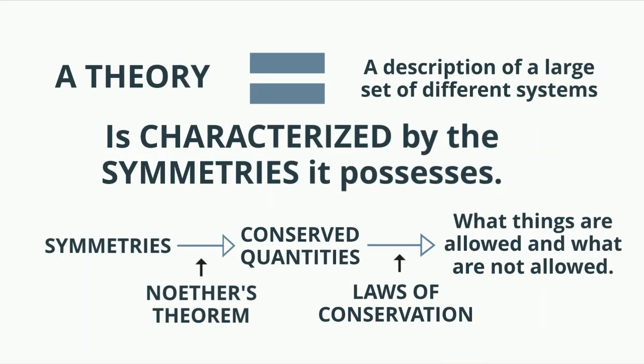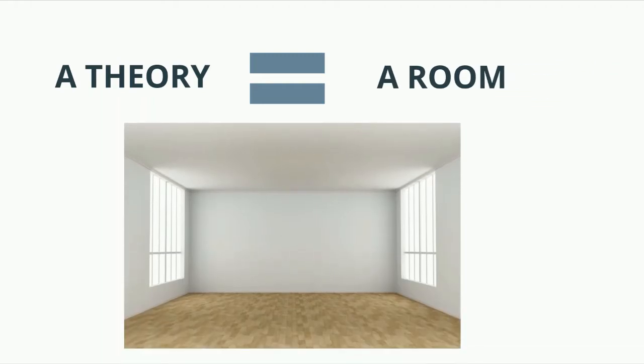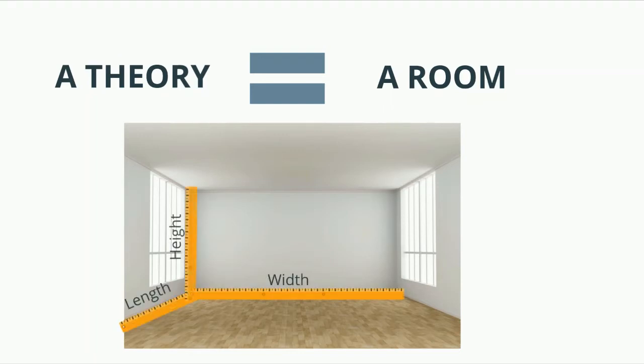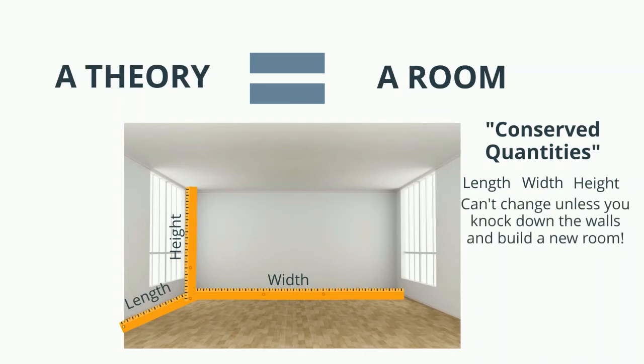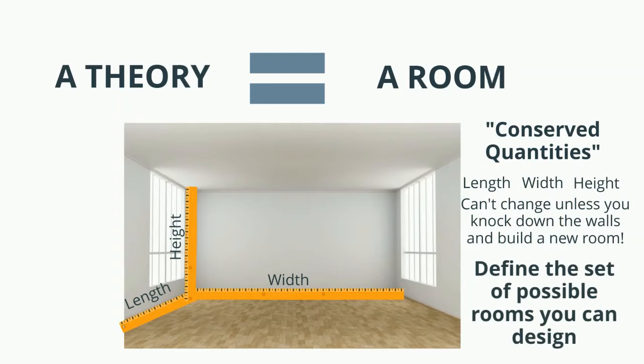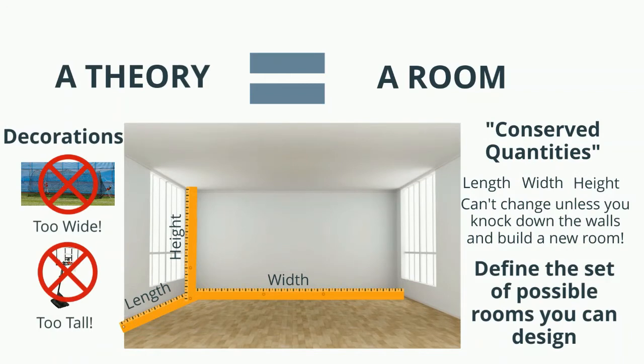To understand what I mean by this, imagine you're decorating a room. Before you start decorating, you need to determine a few important details about that room. For instance, its dimensions: its length, its width, and its height. These numbers are the quote-unquote conserved quantities of your project. They can't change unless you fundamentally alter your objective. They define the set of possible rooms you could design. You can't add any decoration or set of decorations which are too large to fit in the room.